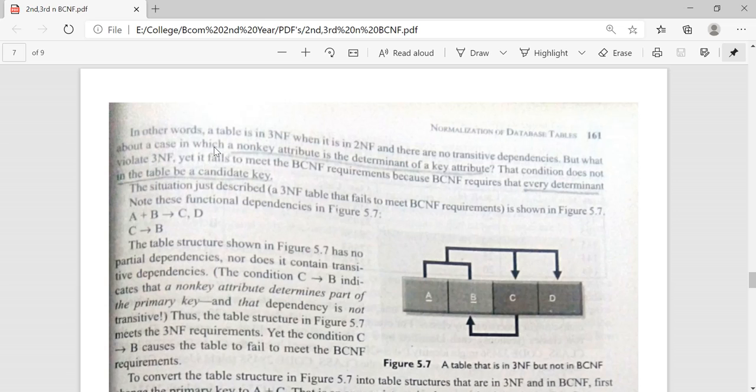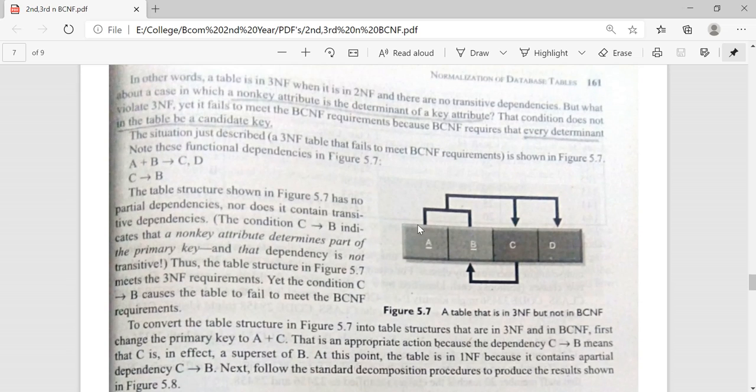బట్ హియర్ దేర్ ఇస్ ఎ స్పెషల్ situation when a non-key attribute is a determinant of a key attribute. Reverse లో జరుగుతుంది. ఒక నాన్ కీ అట్రిబ్యూట్, see here, ఇది కీ అమ్మా, A and B combination together is key. These two determine C and D అనుకున్నాం. But when you see deeply into this table, we observe that C is a non-key attribute. Underline చేయలేదు అంటే అది key attribute కాదు. This is determining a key attribute. B is a part of the primary key. So this C is determining a key attribute.